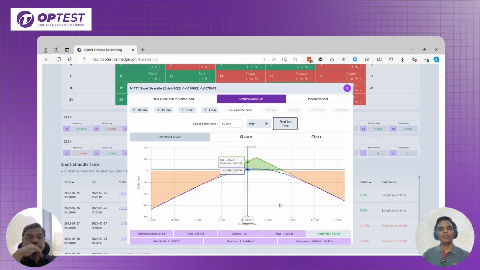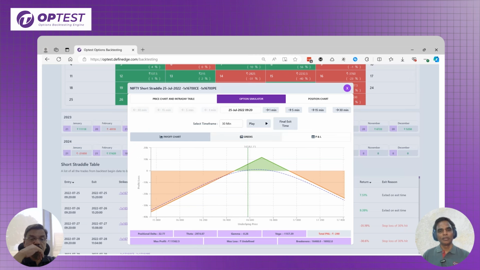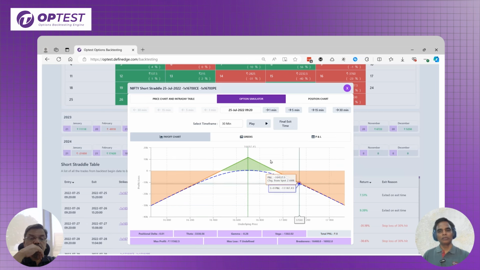So around 872 rupees is your PNL. And it will also show your positional delta at each and every 5 minutes data. Max profit, max loss, break evens, everything. Okay. So now if you go back to the beginning time, and then see, we went, right?